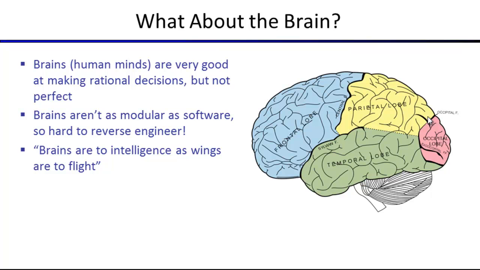Turns out that the brain is still very poorly understood, but people have poked at it and tried to get an understanding of what might be going on and so forth. And if you look at what's happened, there's some understanding of how the brain works.